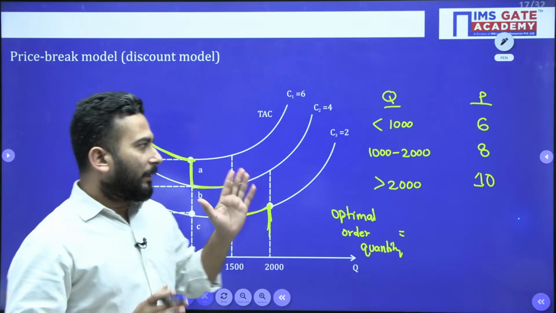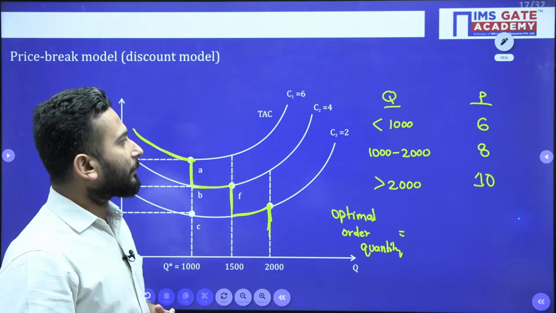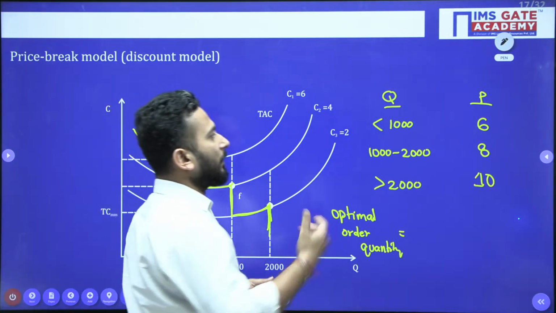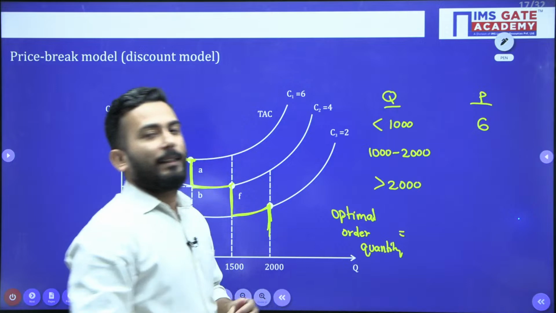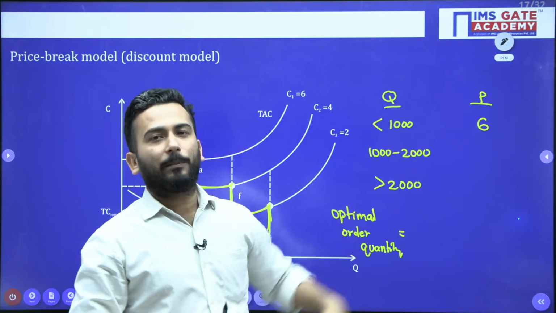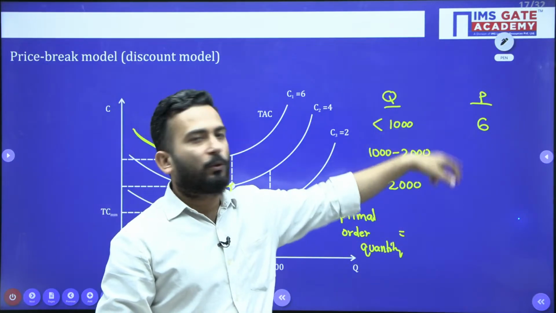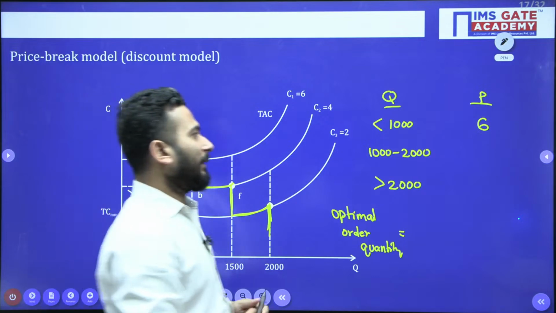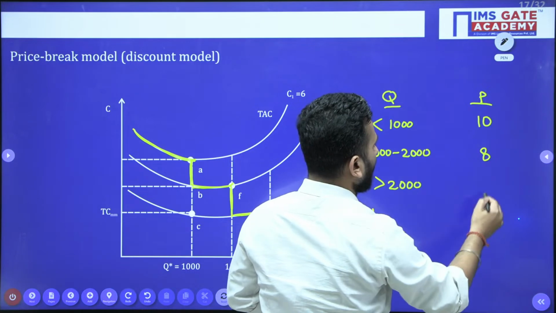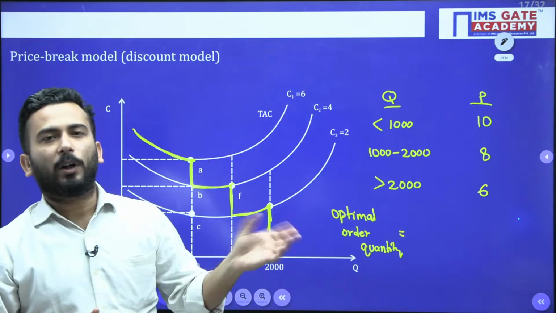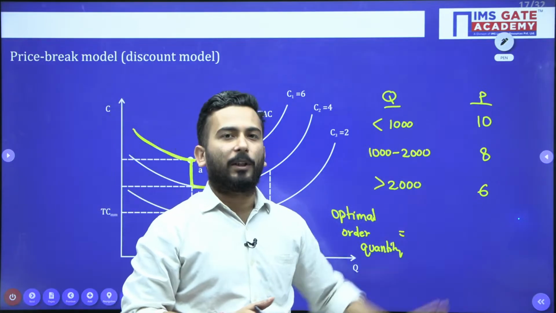Now, coming to the important thing. See, what is the basic mistake I have written in my example? When I am increasing the units, when I am increasing Q, P should come down. So let's say this is 10, this is 8, and this is 6. The shopkeeper says you order more quantity and the unit price comes down. I will give you a discount.